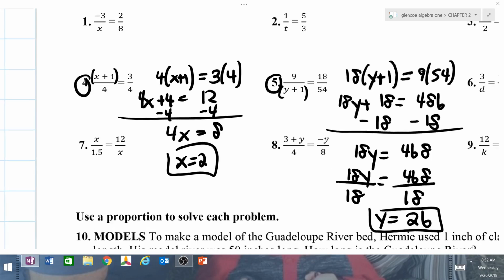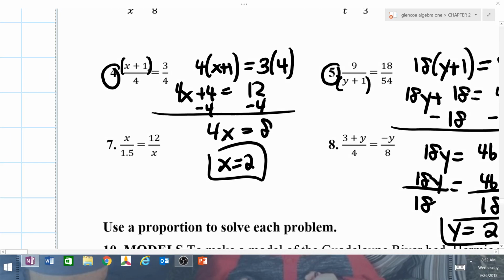So here we go. For this first one, we're going to go ahead and cross multiply. We put parentheses. So 4 times the quantity x plus 1 gives me 4x plus 4 equals 3 times 4 or 12. We subtract 4 from each side. We get 4x equals 8. We divide each side by 4 and we get x equals 2.